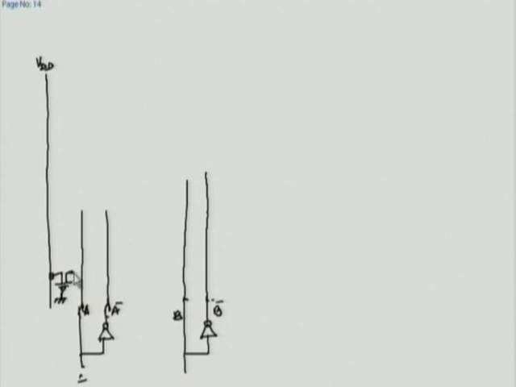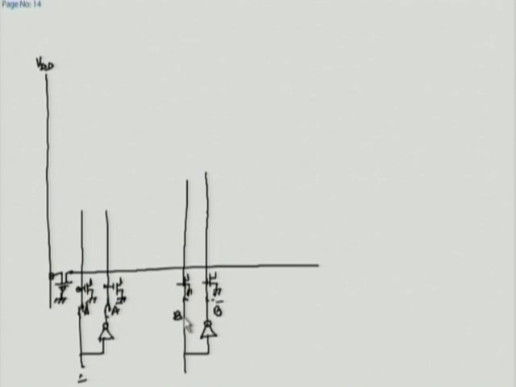And now I run a line here, and connected to A is a transistor grounded, connected to B bar is a transistor grounded, and so on. This is all part of the template, and my choice is to connect this transistor or not to connect this transistor to this running line.